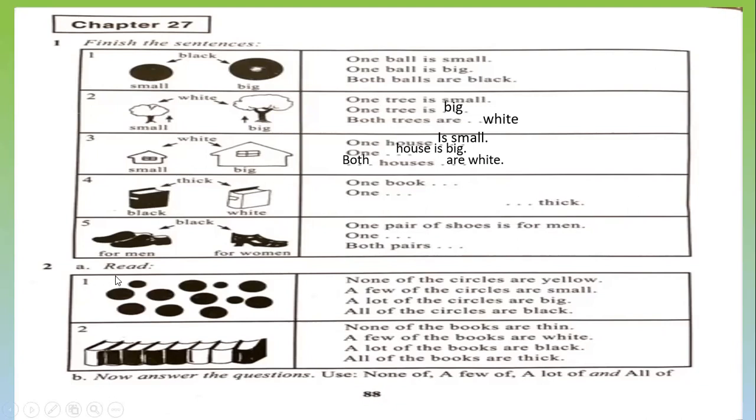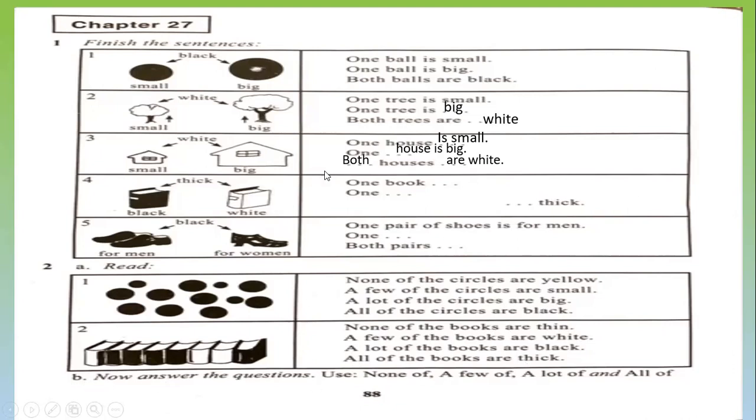Now number 2, read. None of the circles are yellow. A few of the circles are small. A lot of the circles are big. All of the circles are black. None of the books are thin. A few of the books are white. A lot of the books are black. All of the books are thick. This is exercise number B.